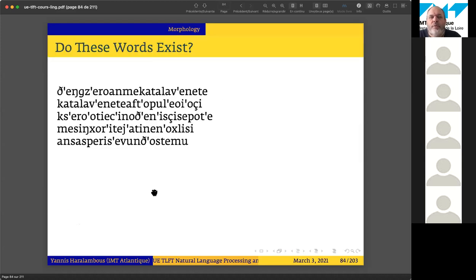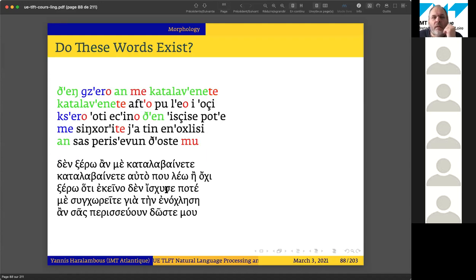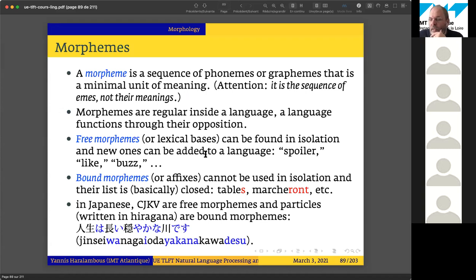Now, we move to morphology. Morphology deals with morphemes. Once again, you have something ending with emes. And emes in a structuralist approach are elementary units of study in some domain. Graphemes, phonemes, lexemes, morphemes, semes, and so on. Okay. Now, what are morphemes? Morphemes are elementary units of meaning.